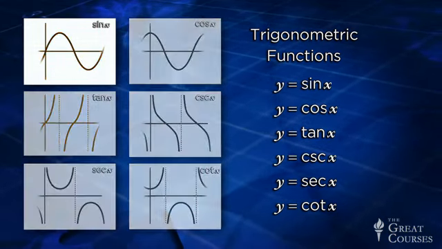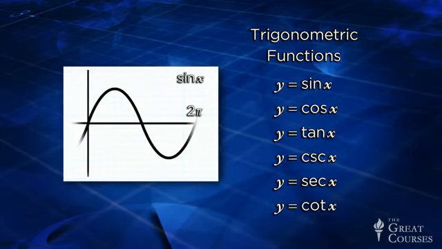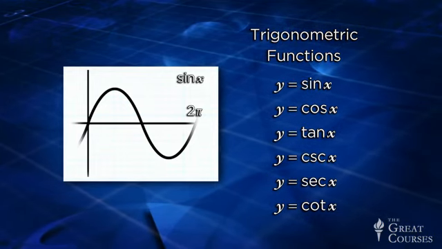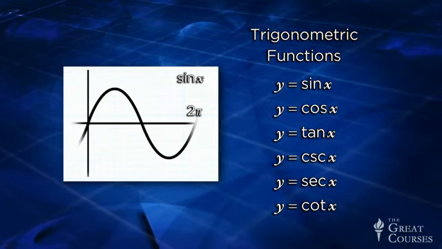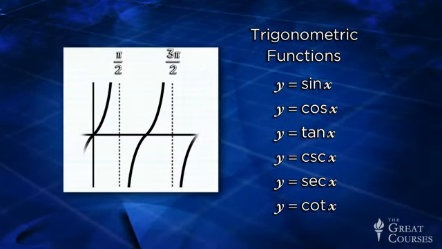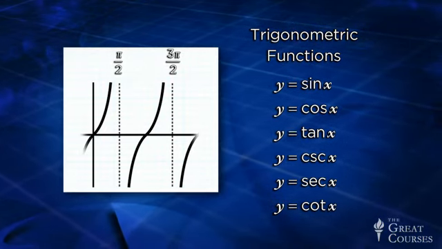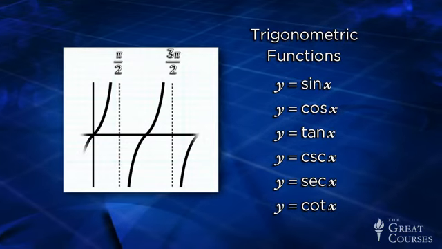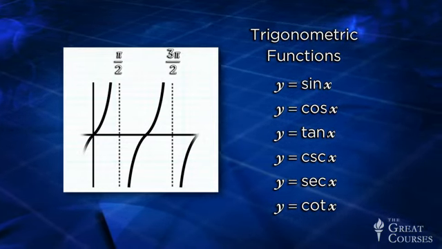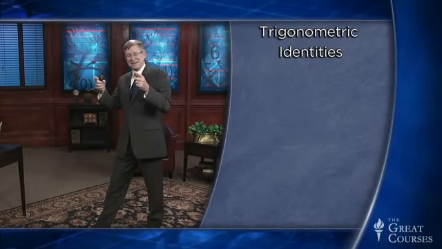Here's the graph of sine x. Notice its periodicity. The period is 2 pi. It repeats itself every 2 pi units. It also passes through the origin. Sine of 0 is 0. And here's the graph of tangent. It's a very interesting graph in that it has vertical asymptotes at pi over 2, 3 pi over 2, minus pi over 2, etc. And then there are trigonometric identities.